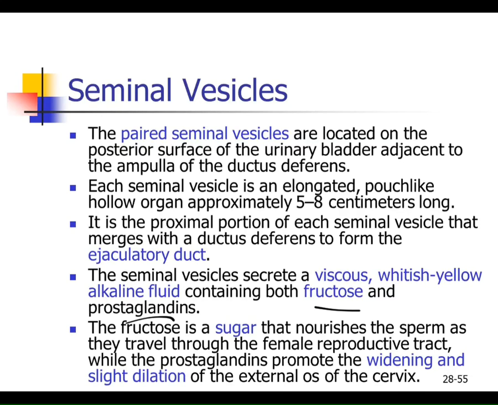So again, as we went through in lab, the alkalinity was important for the neutralization of the acid. The viscosity is important for the sperm to stick to the vaginal wall and to the cervix. The prostaglandins are important as a smooth muscle relaxer to help open the cervix. And the fructose is an energy source, so the sperm have food for their 3-day journey.